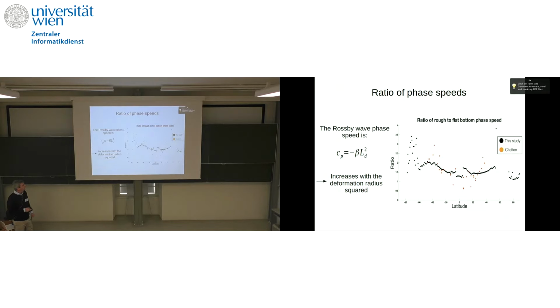Now the point is, though, if you just switch modes, you just switch from the flat bottom baroclinic mode to the rough bottom baroclinic mode, you get faster speeds because the deformation radius is larger, and so therefore the square of the deformation radius is larger.